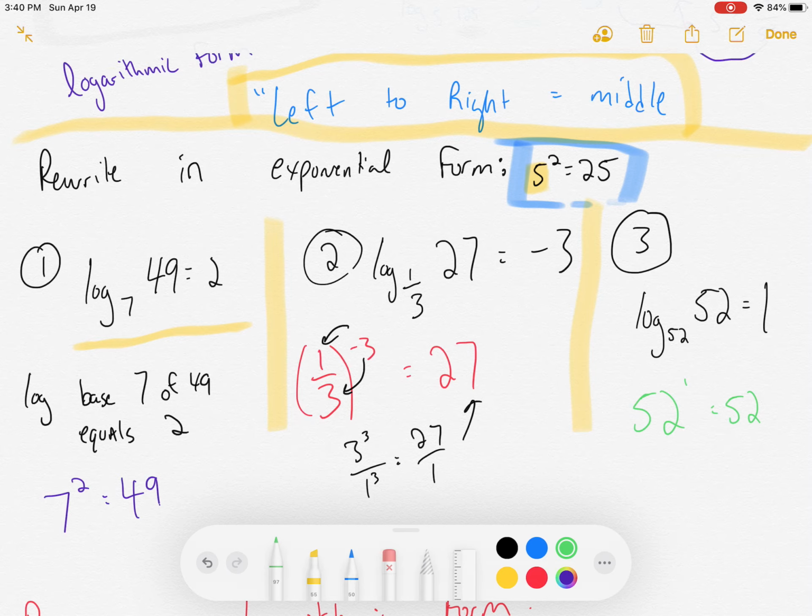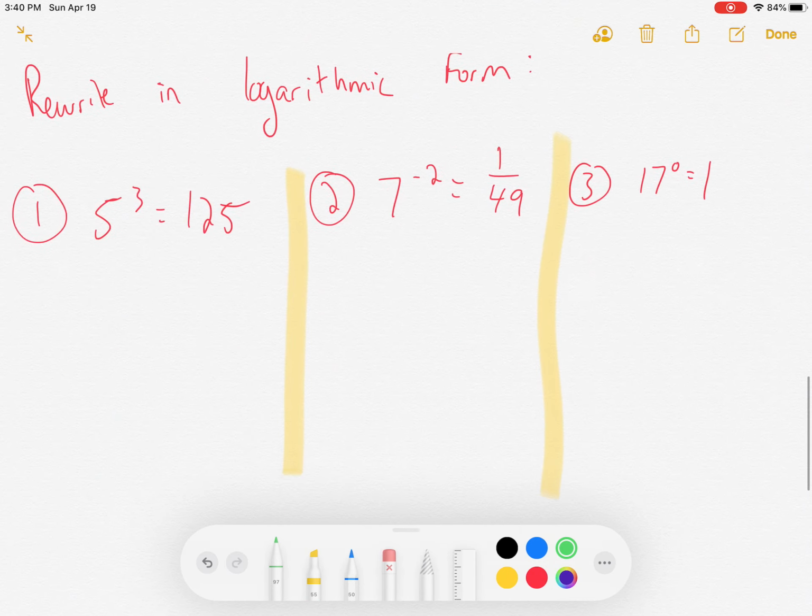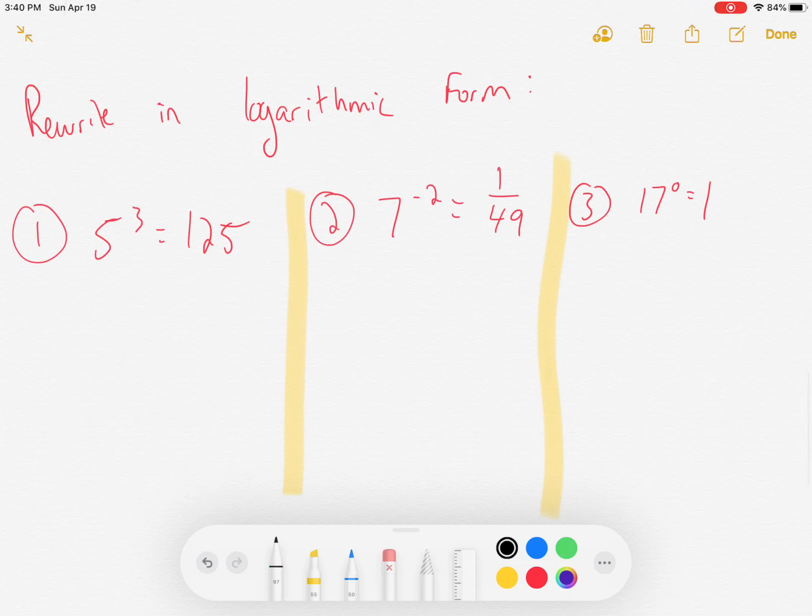Okay, that is going from logarithmic form to exponential form. Personally, I think that's easier than going from exponential form to logarithmic form. So again, logarithmic form looks like log base b of a equals x.